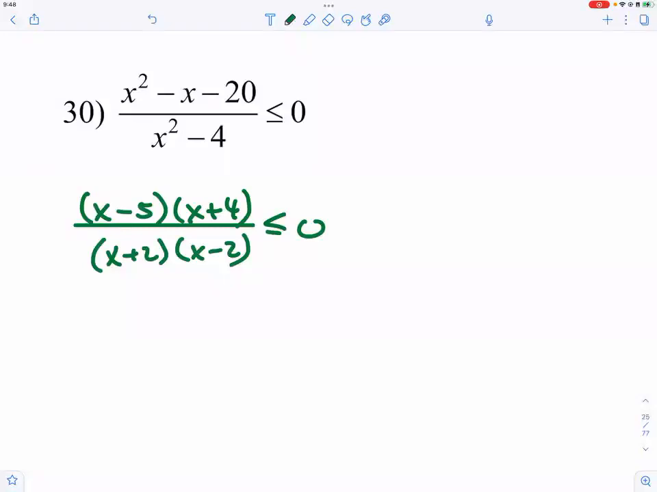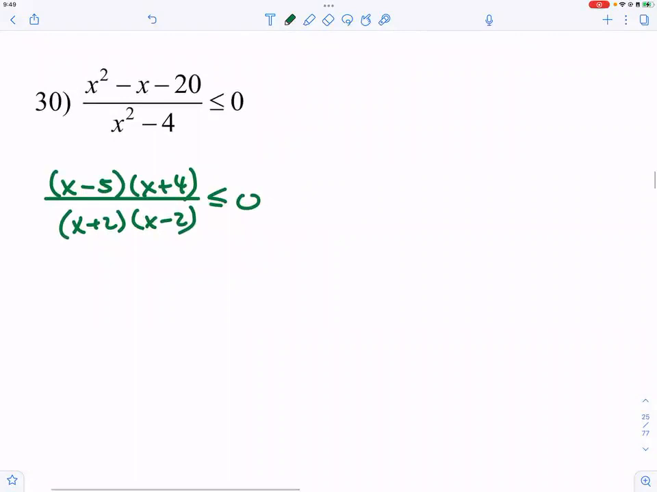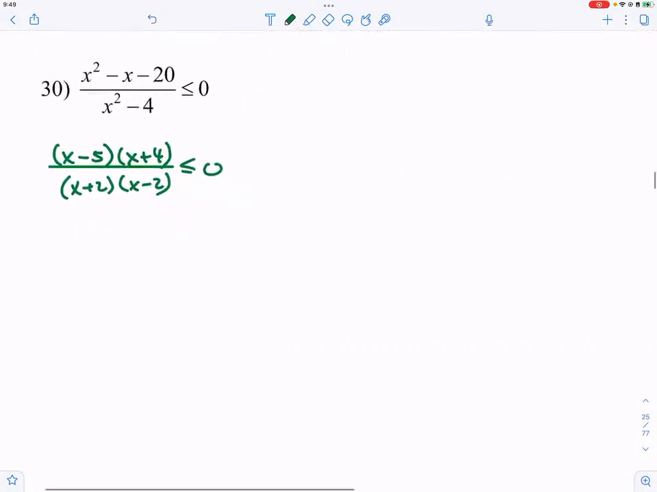Now, well, let me show you a different way of doing this. We did the graphing for question 29, and let me give you the sign chart alternative for this one. This might be a good idea because you have so many factors, and I mean, you can still make the graph, but life could be a little bit hectic that way. So let's go ahead and do a sign chart.